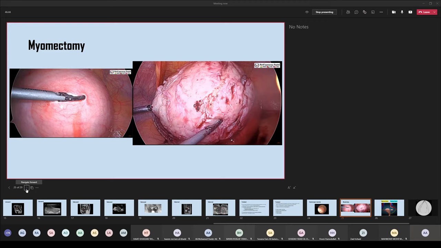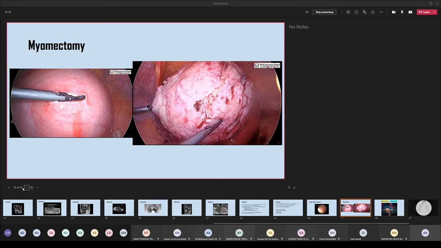This is the myomectomy. On the left, we see a laparoscopic myomectomy. That's not just an open myomectomy, it's done through the laparoscope. On the left, the doctor is initiating the treatment. He's doing the incision, and on the right, this is advanced after about 10 or 15 minutes. He's manipulating the fibroid and trying to remove it.